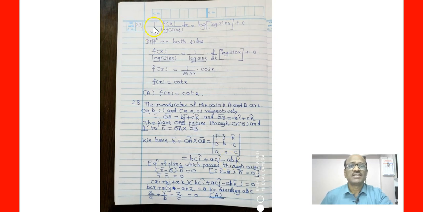Now see this, integral of f of x upon log of sin x into dx equals log of, in brackets, log of sin x. Differentiation on both sides: the derivative of the constant is 0, and the integral and derivative cancel, so we get f of x upon log of sin x. Now the derivative of log of log of sin x is 1 upon log of sin x into the derivative of log of sin x, which is 1 upon sin x into the derivative of sin x, which is cos x. Now log of sin x and log of sin x get cancelled, then you will get f of x equals cot of x, and hence option A is the correct one.